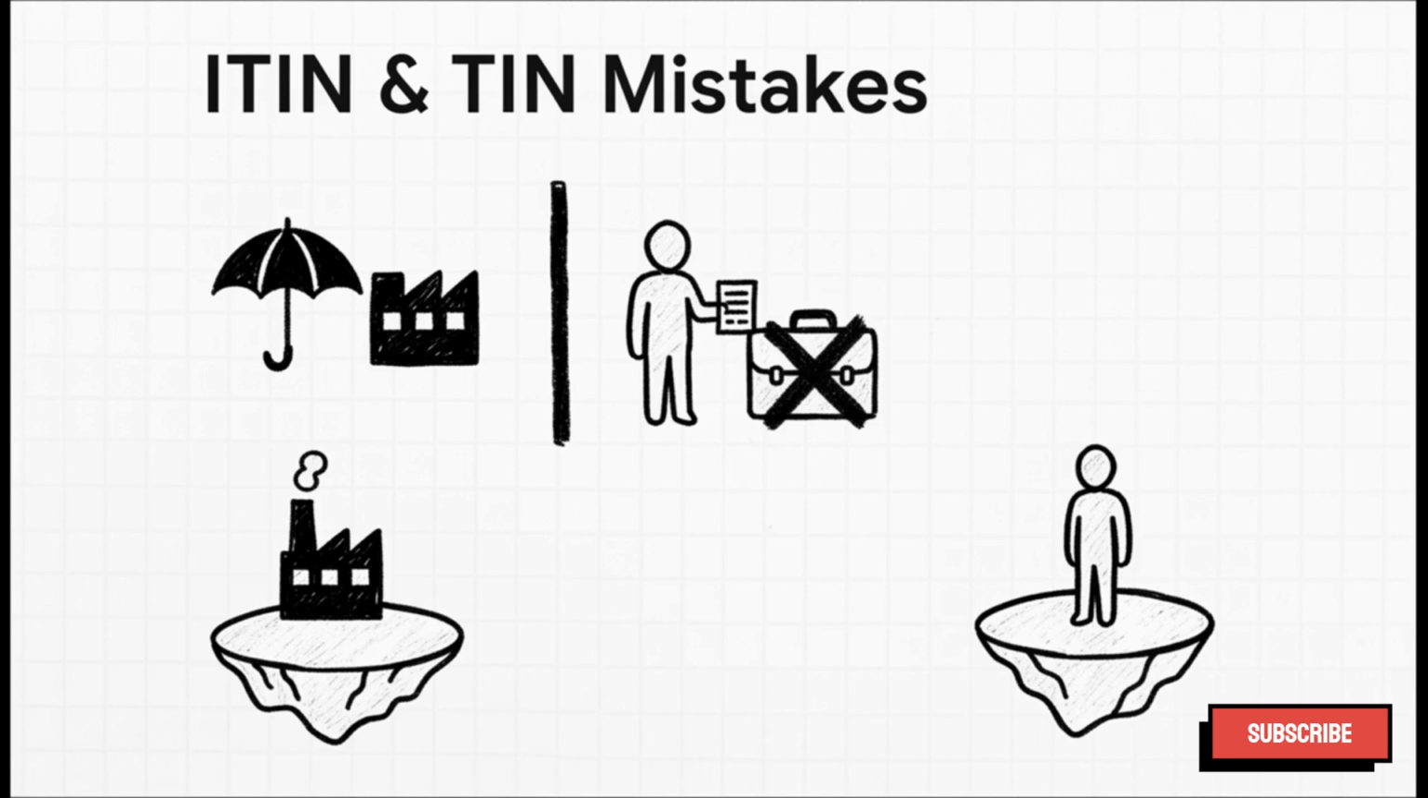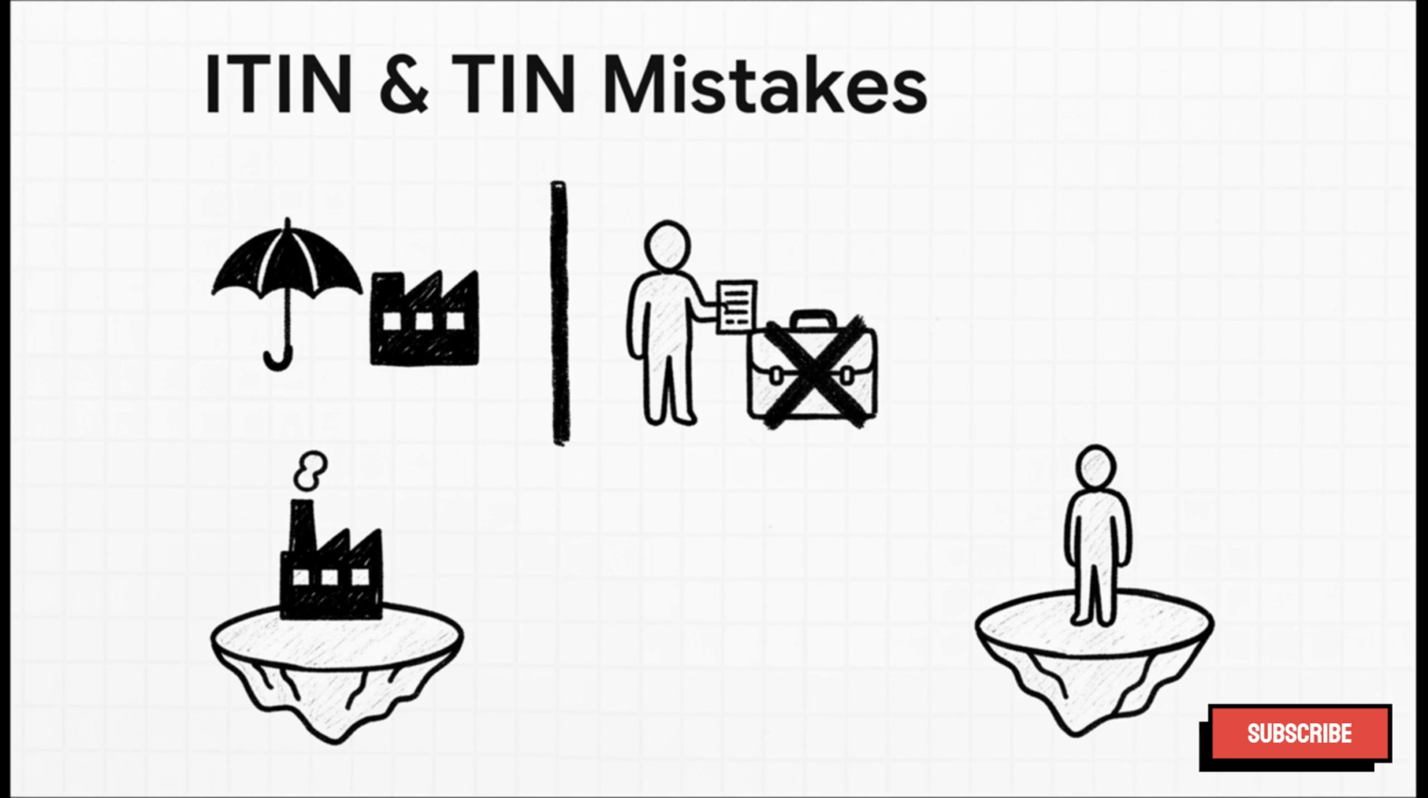Second, and this is a massive misconception, believing an ITIN authorizes you to work legally in the United States. It absolutely does not. An ITIN is issued purely for federal tax reporting. That's it. It doesn't give you work authorization, it doesn't change your immigration status, and no, it doesn't make you eligible for Social Security benefits.